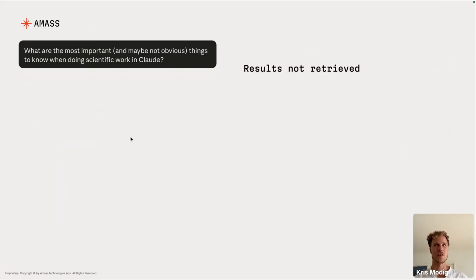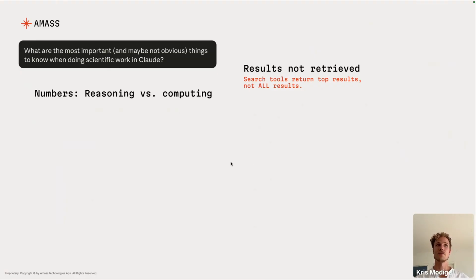So the first thing is results not retrieved. This means that whenever we're searching for specific knowledge, we only return the top results. Claude, let's say, makes a web search and returns the top results. It doesn't mean that we look through all of the results, and the ones that are omitted from the analysis are not considered in the answer that you get either. That's one thing to keep in mind. That's why it's very important also to get the relevant results back into Claude and have Claude reason around those.